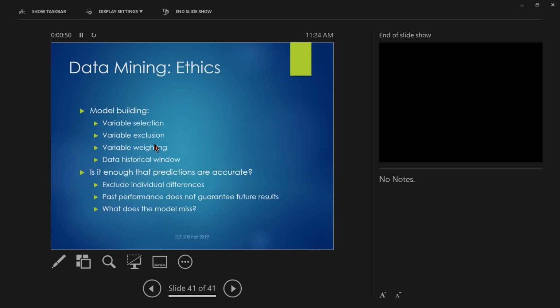Whoever pulls the strings to determine how the model is built has a lot of leeway to decide what factors are going to be included. For example, what variables will be selected, what variables will be excluded, how relatively important the data variables are, and what the historical window is, how far back in time you're going to look. Ideally the people that implement these systems are neutral, but people are very rarely neutral, right? It's not in humans' nature to be neutral.